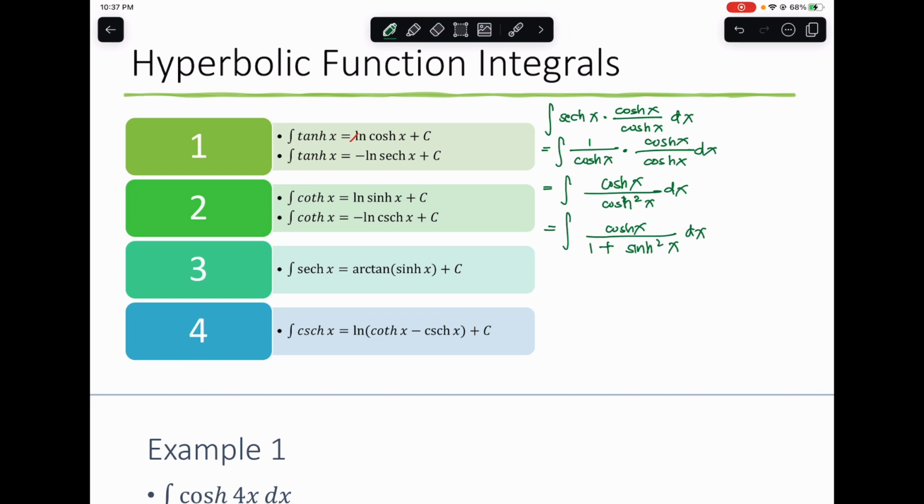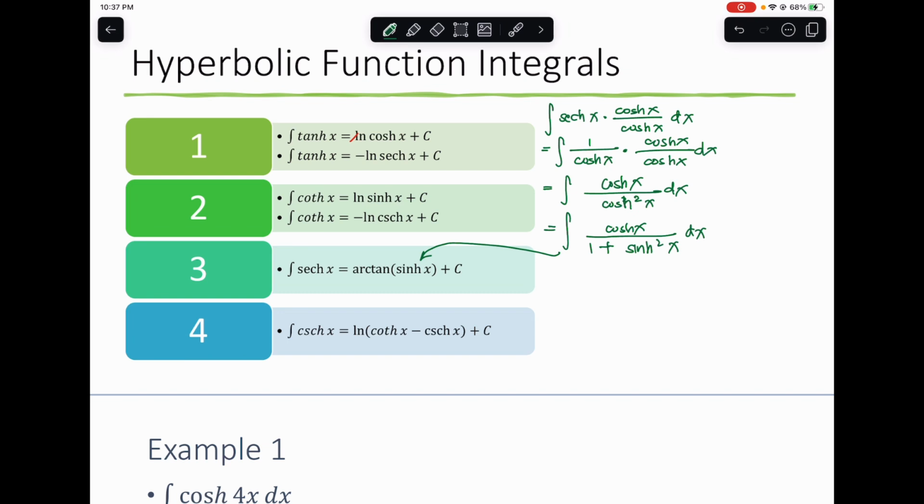So thus, this is arc sine of u over a. Our u is hyperbolic sine, and then our a is 1. So thus, the integral of this would be the arc tangent of hyperbolic sine of x.